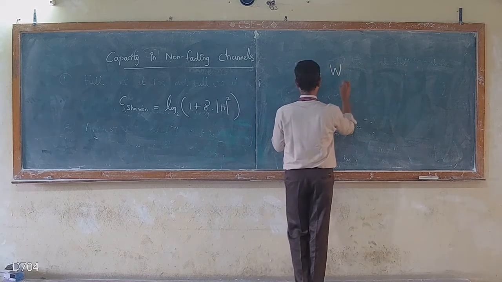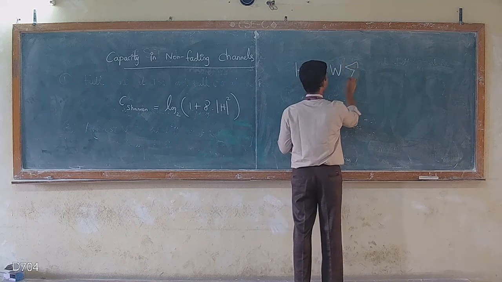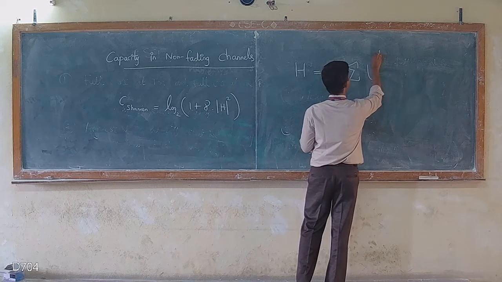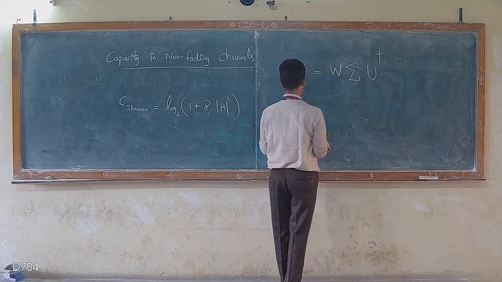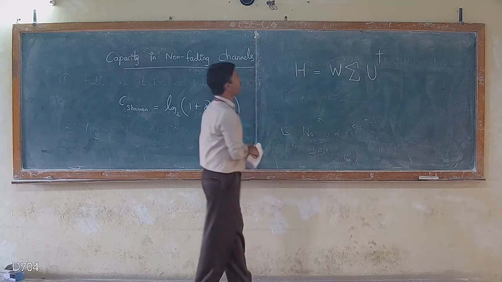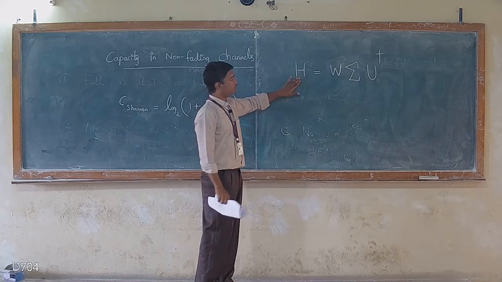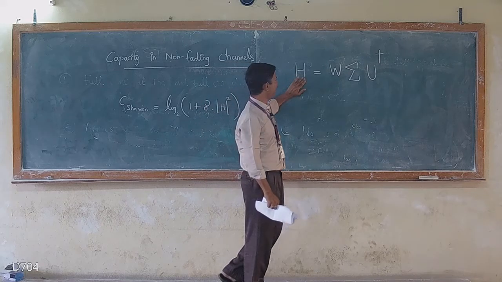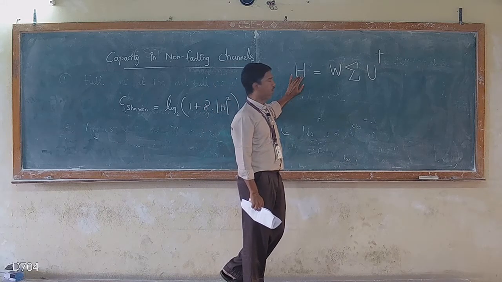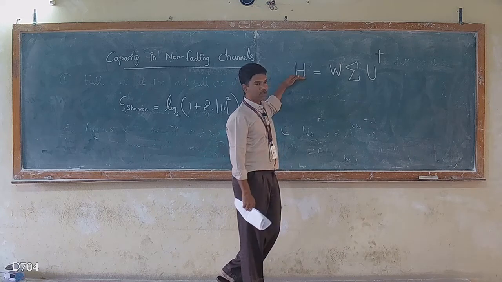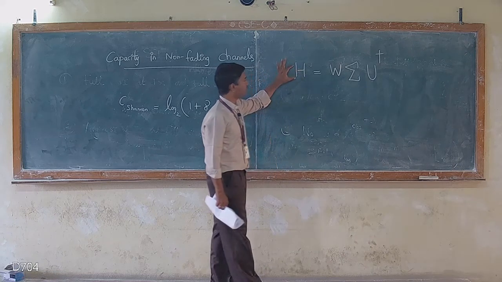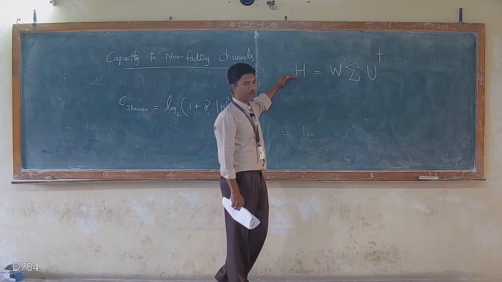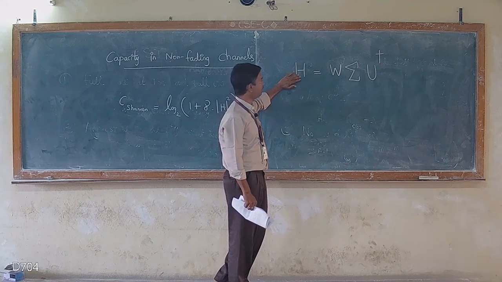H is equal to W sigma U pseudo inverse. So for MIMO case, H is going to be a matrix. So H is the channel matrix. The dimension is based on the number of transmit antennas and number of receive antennas. The rows and columns are determined by the number of transmit antennas and receive antennas.